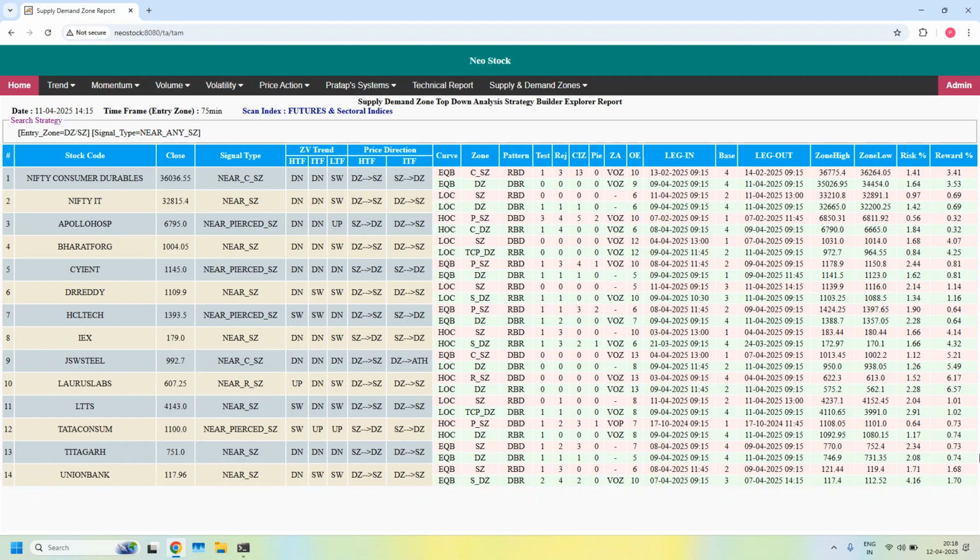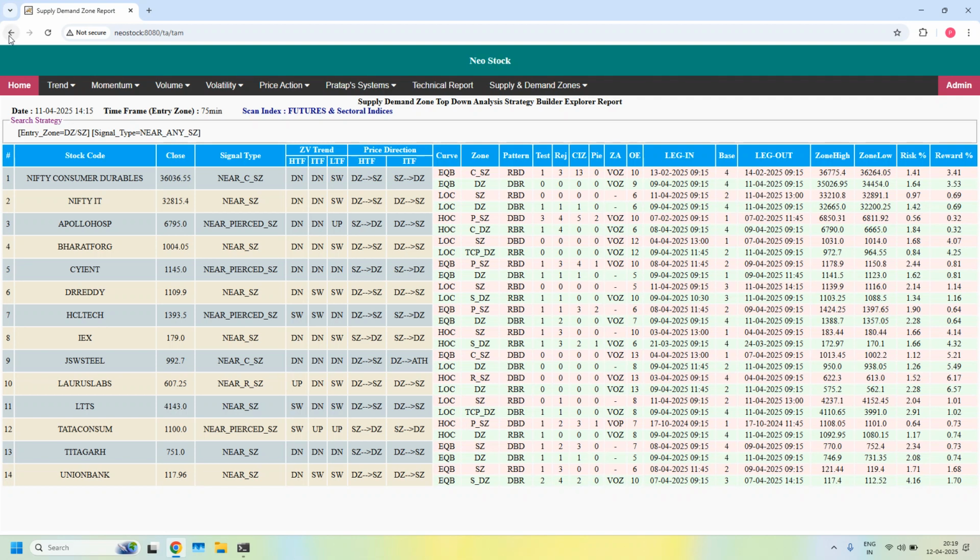Okay. So in 75 minutes, 3 stocks we identified. Stocks near 75 minutes supply zone. I think 2 only, not 3. The first one is invalid. This is the first one. Laurus Labs, second one. After that, we don't have anything. So we identified 2 75 minutes high liquidity supply zones from this list.